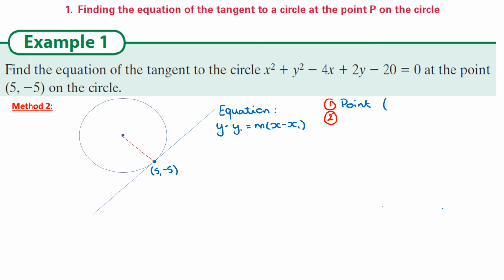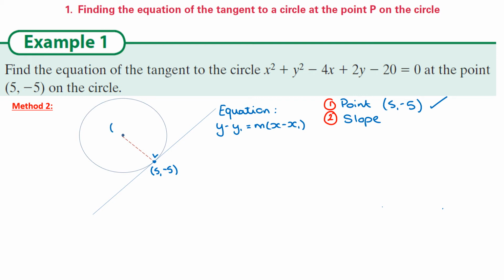So I have that. And the second thing that we need is the slope, and that's what I'm missing. Now, I know that the radius and the tangent are perpendicular. I know I have the equation, so I should be able to work out the center.